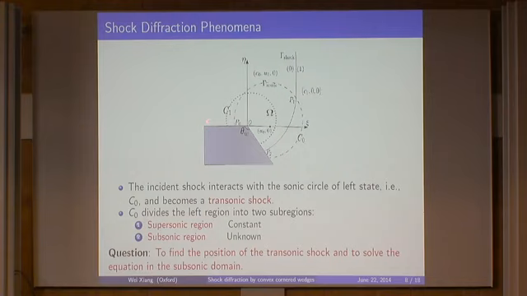The sonic circle C0 divides the region into two subregions: outside is supersonic, inside is elliptic. So our problem becomes finding the position of a transonic shock, solving the equation in the subsonic domain, and proving that the inside is elliptic.